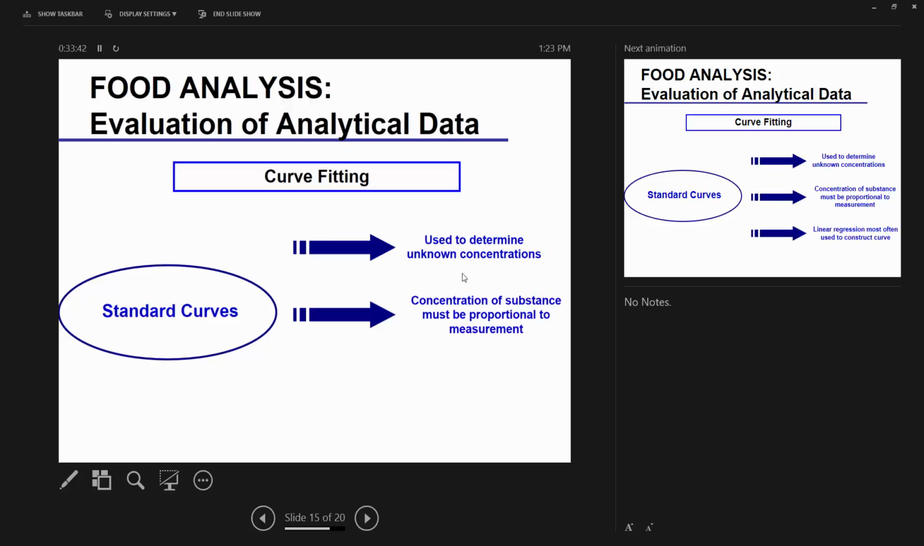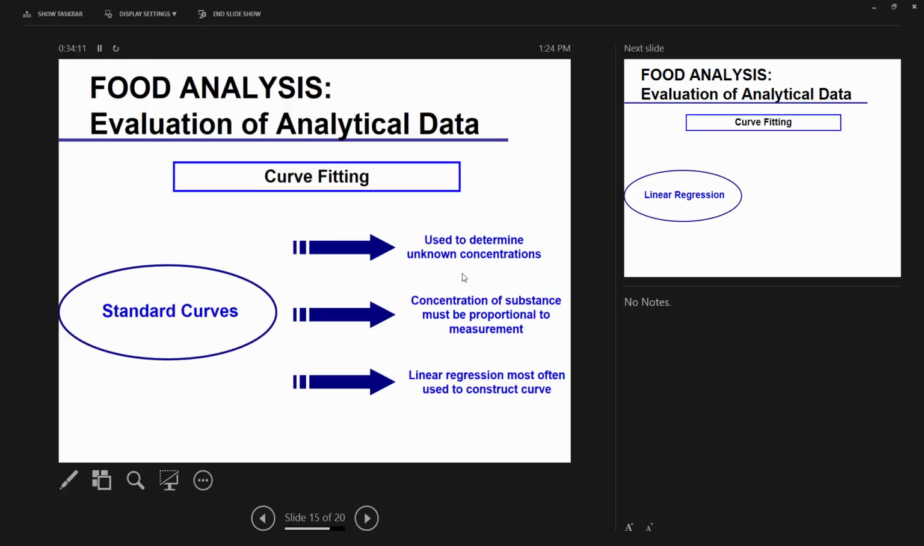Everything we deal with is usually proportional. So like the absorbance is proportional. If we're doing UV, absorbance will be proportional to the concentration. If we're doing area under the curve, it would be proportional to the concentration. So most of the things we do in the lab is really a concentration proportional to the measurement that you're doing, whether it's an absorbance or whether it's an area under the curve.